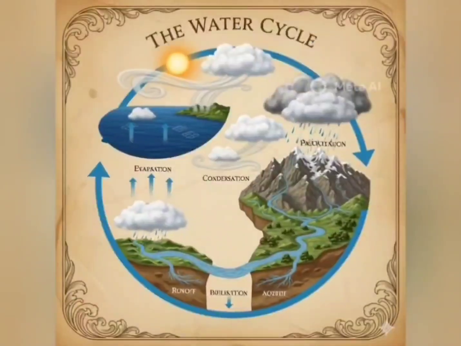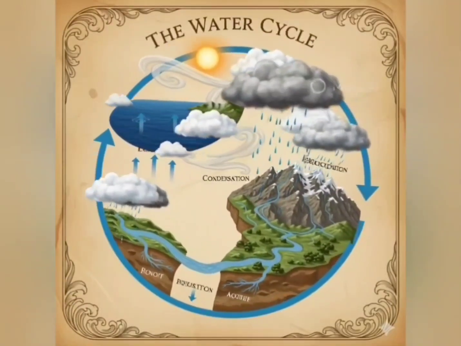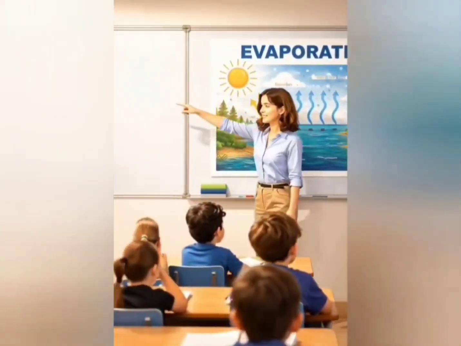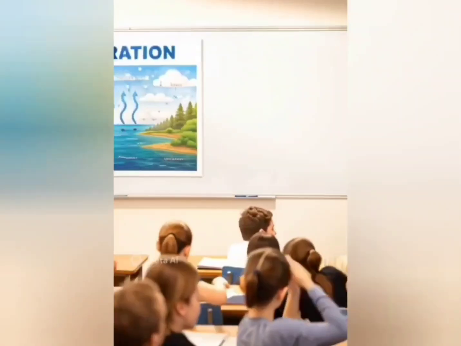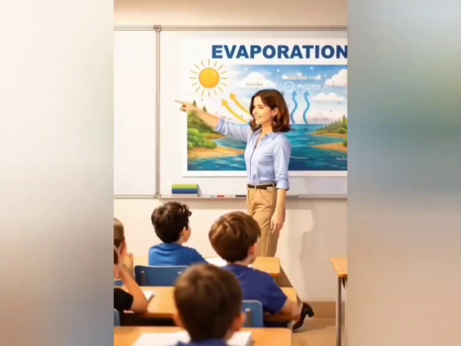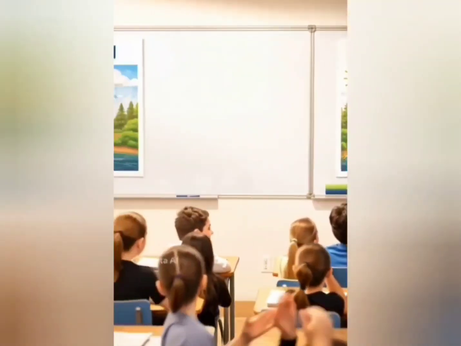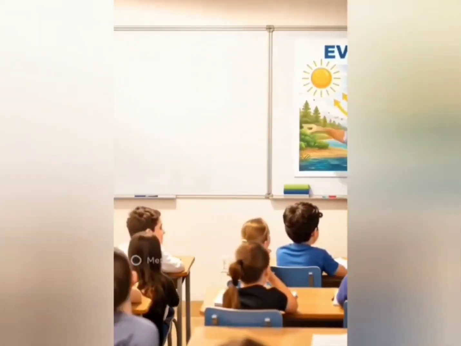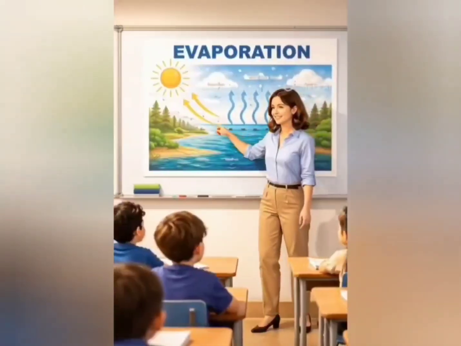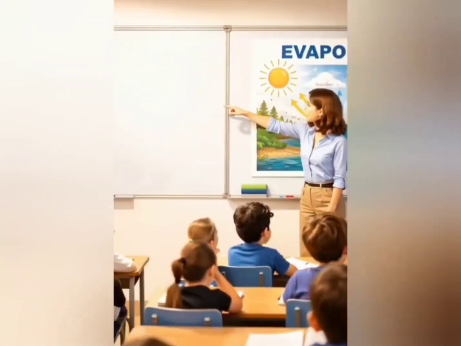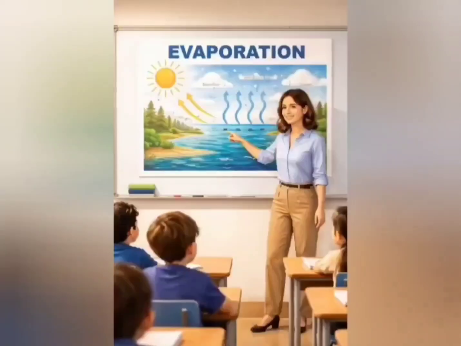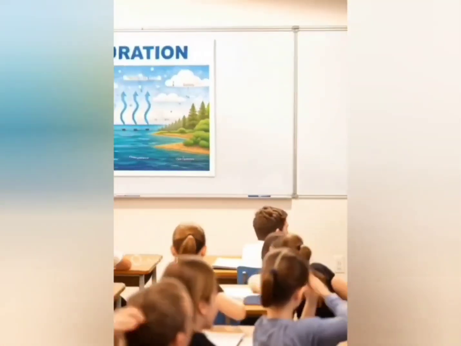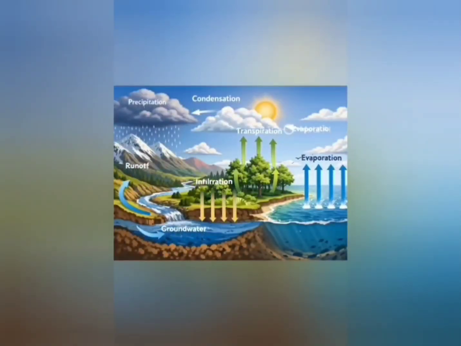Heat from the sun causes water to evaporate into water vapor. Evaporation is the process by which water changes from a liquid into water vapor, gas, due to heat from the sun. When sunlight heats water in oceans, rivers, lakes, or wet surfaces, the water molecules gain energy and rise into the air as vapor. This water vapor later helps form clouds in the atmosphere. Example: water in puddles disappears after some time on a hot day because it evaporates into the air.